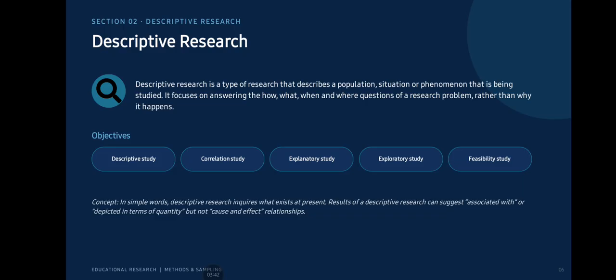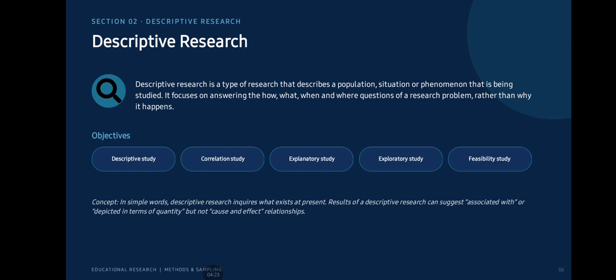Now coming to descriptive research. Descriptive research is a type of research that describes a population, situation or phenomena that is being studied. It focuses on answering the how, what, when and where questions of a research problem rather than why it happens. Its objectives include descriptive study, correlation study, explanatory study, exploratory study, feasibility study. In simple words, descriptive research inquires what exists at present.